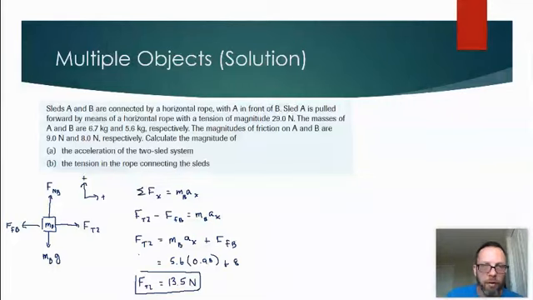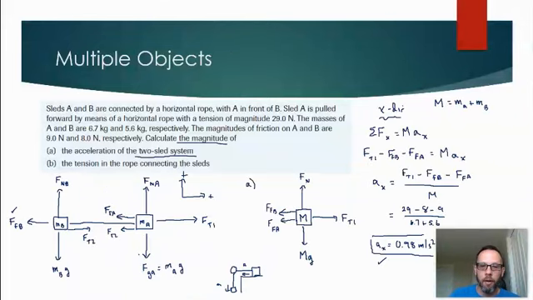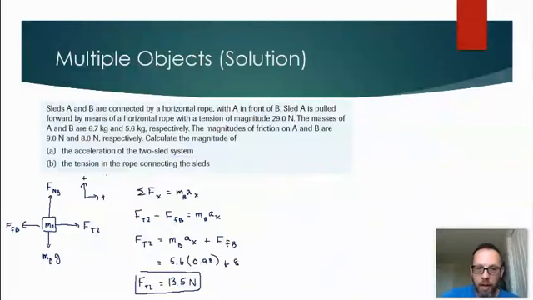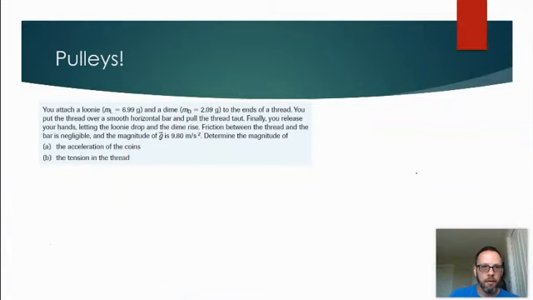So that was our first example of a multiple object system, where, in part A, it made sense for us to treat the system as a whole and both objects as a whole. But in part B, we had to analyze one object individually once we had that system acceleration. Notice that we wouldn't have been able to do this initially because then we'd have two unknowns, FT2 and the acceleration. All right, let's move on.